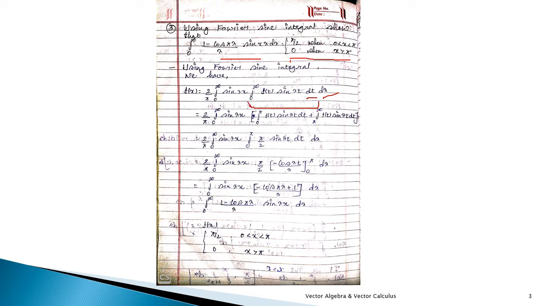Okay, now keeping this as it is: 2 upon pi, 0 to infinity sine lambda x. Now you can see that here 0 to infinity is the limit, and for the function, f of x is given as two functions, right? So of course your limit will be split into two parts again. The first one is for 0 to pi, it's already given in the question, and the second one is x greater than pi. Pi is a positive number, right?